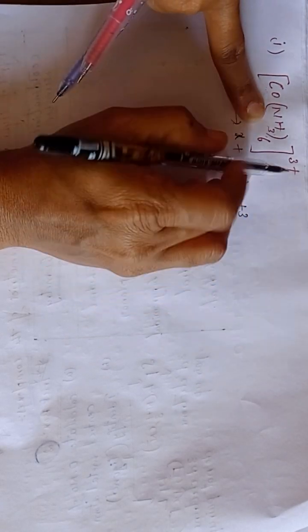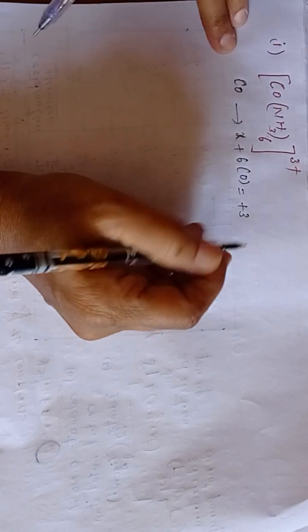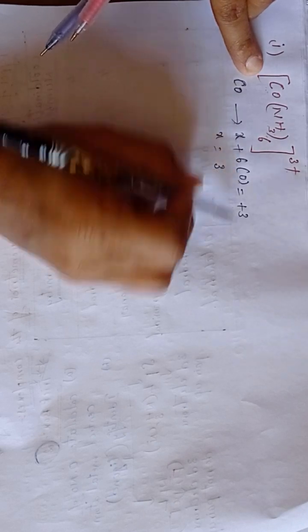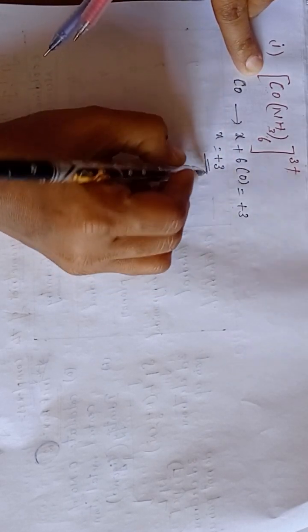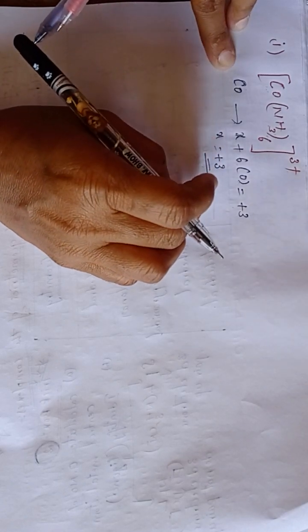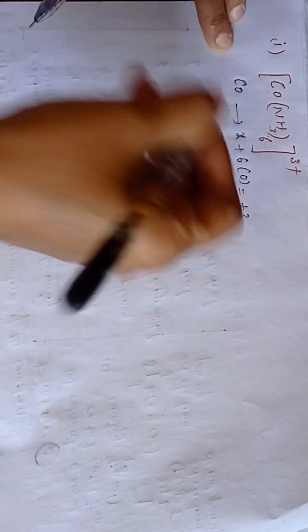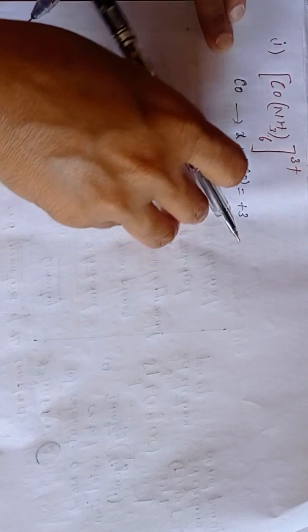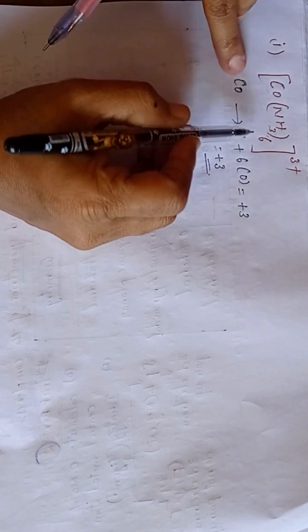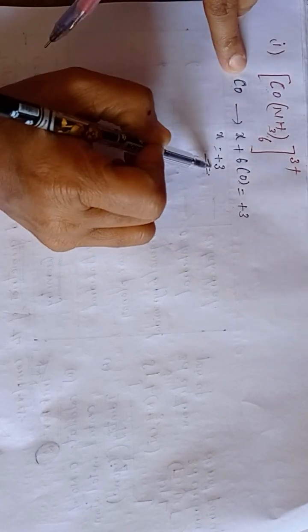And the charge given here is plus 3. Then X is equal to how much? X plus 6 zeros is 0, so X is equal to plus 3. This is the oxidation number of cobalt. Part A of trick box 2 is completed, that means calculating the oxidation number of the central atom is completed.